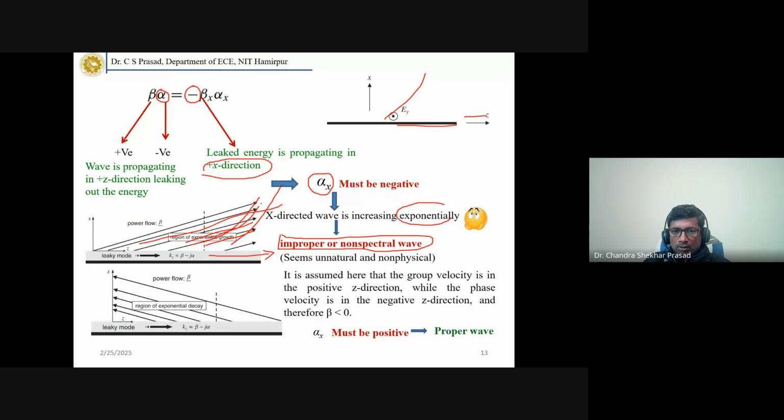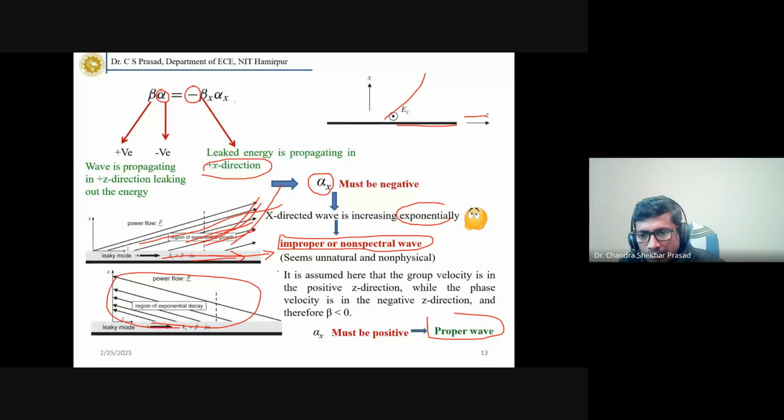The power is coming outside, and the power going in the z direction, or in this structure, is decreasing because of leakage. So if you see these two powers in combined form, that is constant. And if your alpha x is positive here, then this is called a proper wave, and you will have this type of power flow graph. Fine. So this is about what is the proper wave and what is the improper wave.